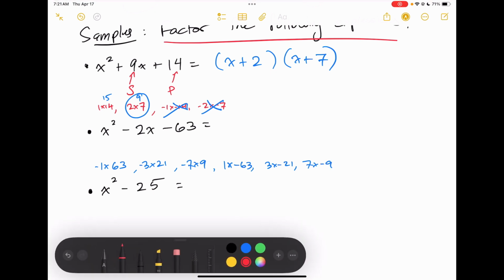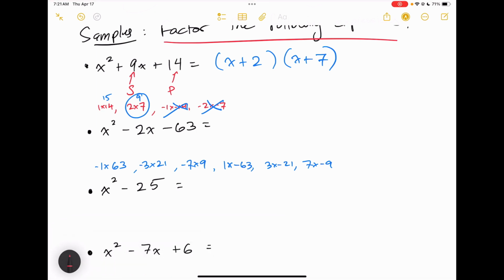Now let's do the additions. Negative 1 plus 63 is just 62. Doesn't work. Negative 3 plus 21 is 18. Nope. Negative 7 plus 9 is 2. But here, s is negative 2. This negative sign matters a lot, so this one actually doesn't work. However, if it were inverted, as in if it were negative instead of positive, then it would work.